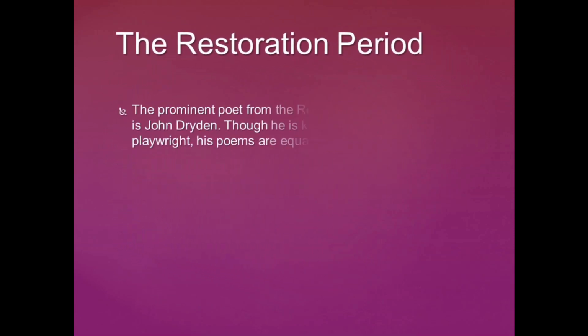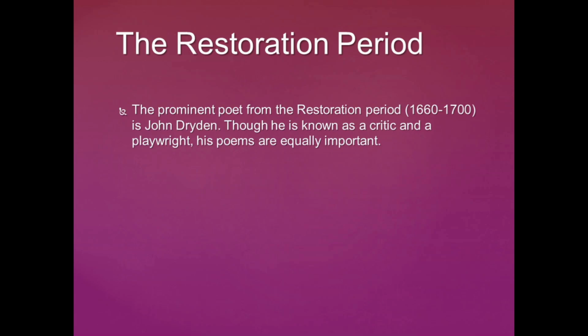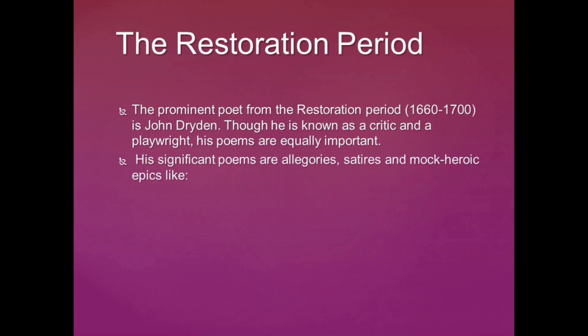The metaphysical period is followed by the Restoration period, where Charles II is restored to the throne in 1660. The prominent poet from the Restoration period is John Dryden. Though he is known as a critic and a playwright, his poems are equally important.